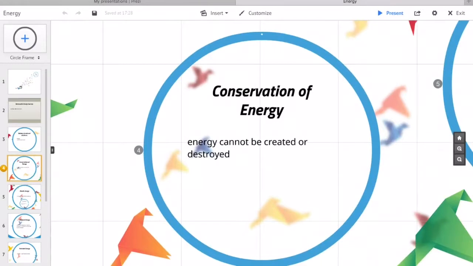For conservation of energy, this is the total energy of an isolated system that remains constant. Energy cannot be created or destroyed, but can transfer into different forms. An example of that would be chemical to kinetic.